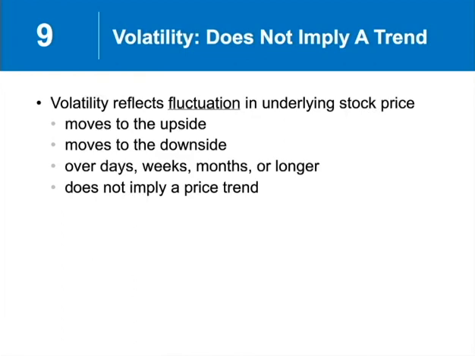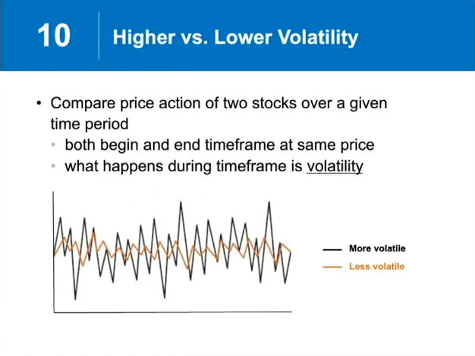So one thing that's important to understand is that volatility does not imply a trend. Volatility reflects fluctuation, but not a trend, and that's a big difference. So not necessarily moves to the upside or the downside. It just strictly refers to fluctuation. And then I like to refer to stocks as having a personality. Are they volatile or are they not volatile?